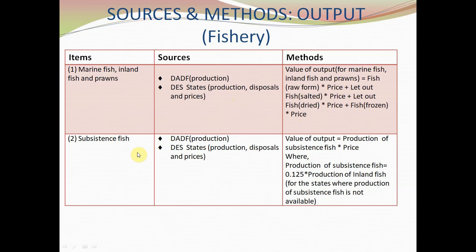Then subsistence fish. For this, sources are the same as discussed above, but value of output is calculated by production of subsistence fish multiplied by price, where production of subsistence fish is 0.125 into production of inland fish, that is 12.5% of production of inland fish. This is for the states where production of subsistence fish is not available.